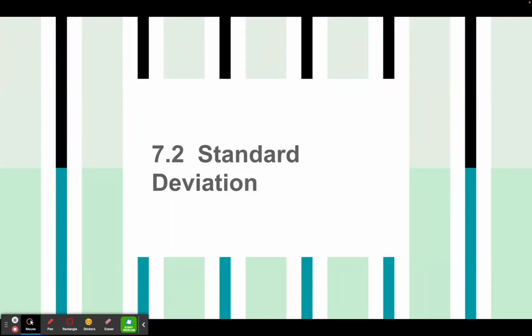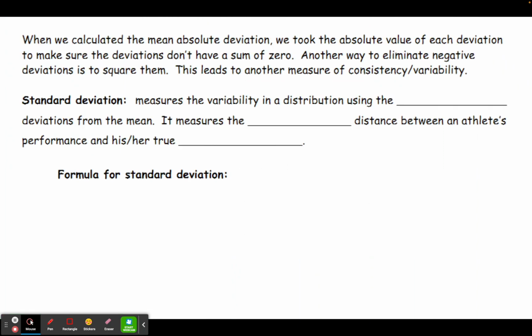In section 7.2, we're going to learn about another way to measure consistency or variability, and that's through using the standard deviation. This is probably the most common way that we measure variability in statistics, and one that we will see used throughout the rest of this course.